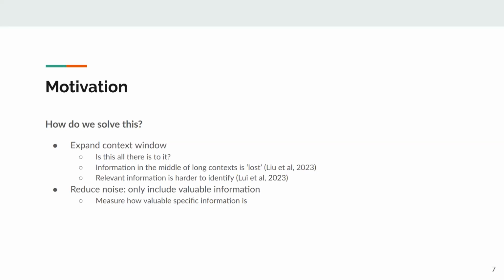So what we're trying to do with this paper instead is to reduce the noise that's present in the context. Instead of providing as much information as possible and hoping that the model will be able to figure out what is relevant, we simply make sure that we only provide valuable information. But in order to do this, we must, of course, be able to measure how valuable specific information is. And that is exactly what we're trying to do.